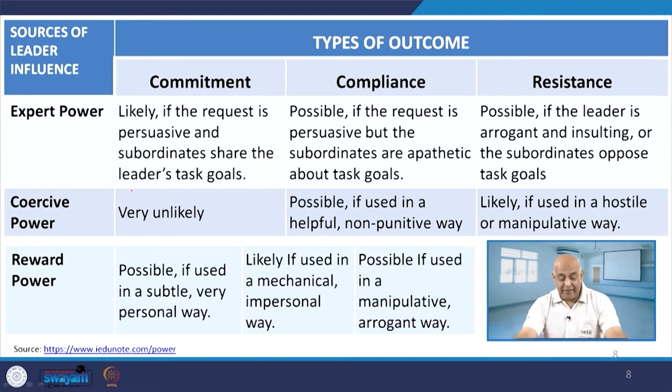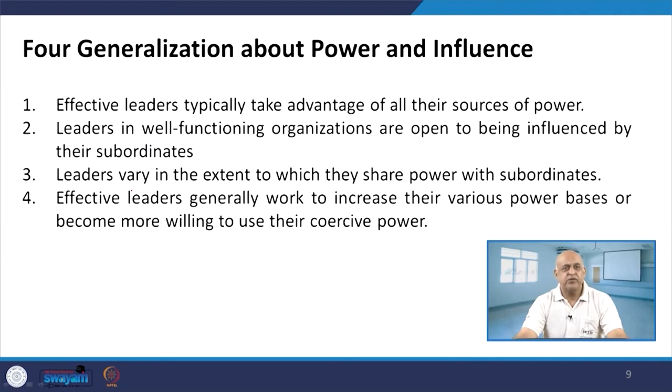Reward power, in a manipulative, arrogant way, there is resistance; it is possible if used in a very personal way, then reward power is used. And compliance will be if used in a mechanical or impersonal way. So, therefore, according to what type of resistance there is by the follower, the leader can use the appropriate power to influence the follower. When the style of resistance and the use of power are matching, then definitely you will find that compliance is more and commitment is high.